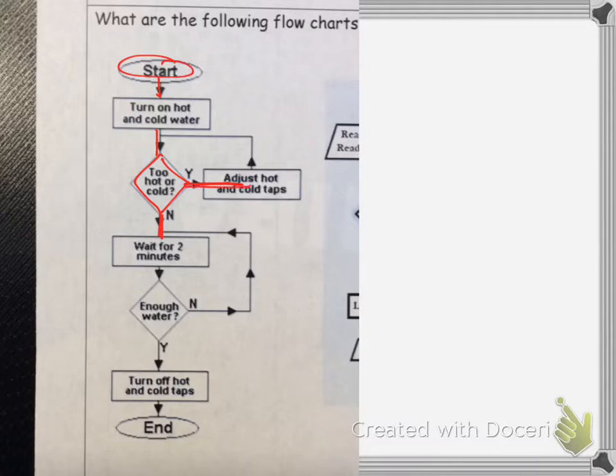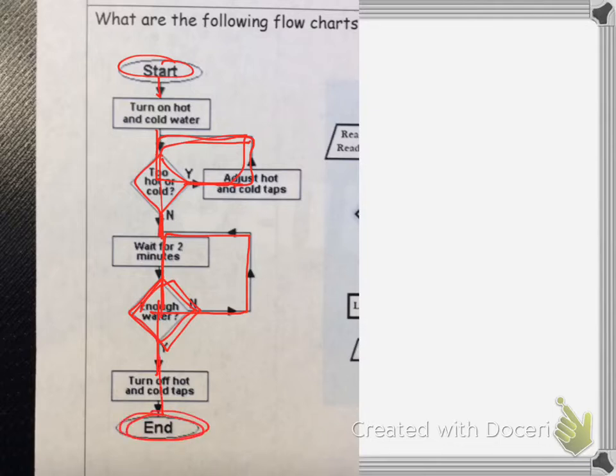If you said yes and you had to adjust the hot and cold taps, then you would come back up this direction afterwards and repeat the process again until you come down to here. Then the next part says, is there enough water? If the answer is yes, then you turn off the hot taps and cold taps. If the answer is no, then you wait for 2 minutes and you come back through and ask that question again. So again, I like to look at these diamonds and realize that those are questions. And then turn off the hot and cold taps, and then we're at the end.